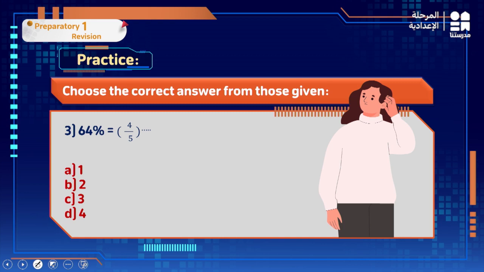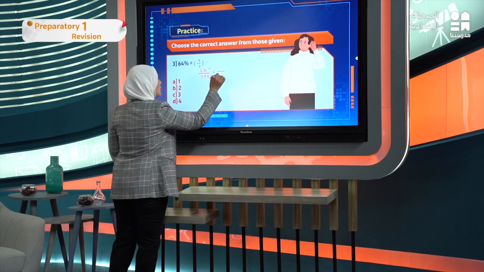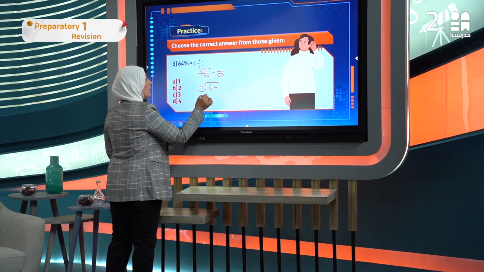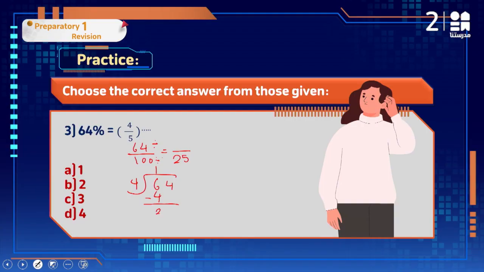3. 64% equals 4 over 5 to the power of what? As we know, 64% means 64 over 100. Instead of the percentage sign, we have to put over 100. Then, if I divide this number by 4, up and down, here we will get 16 and here 25. So 64 divided by 4 is 16. So the answer is 16 over 25.